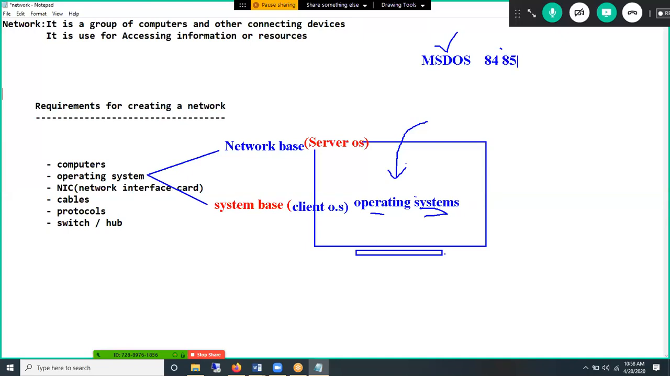So when Microsoft came to the market, even in that time, we didn't have any server kind of thing. There was nothing like server, there was nothing like client. So this operating system, Microsoft designed. Let's say in that time, if somebody purchased a computer, what would the people do?